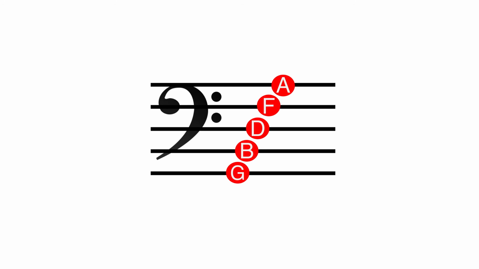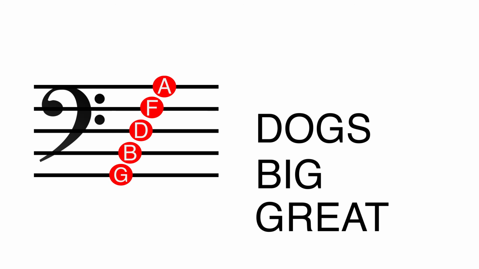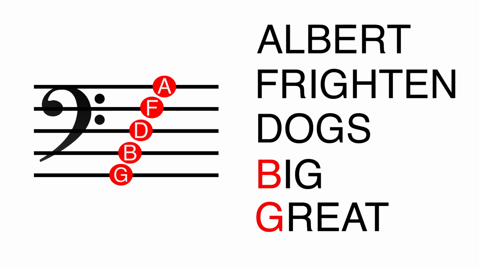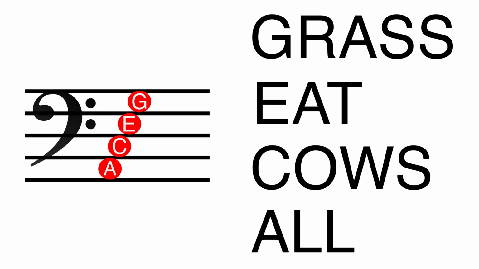In the bass clef, the F line will always be between the 2 dots. In the bass clef, the lines read as follows: G, B, D, F, A. A good phrase to help remember the lines in bass clef is "great big dogs frighten Albert." G, B, D, F, A. The spaces in the bass clef read A, C, E, G. A good phrase to help remember the spaces in bass clef is "all cows eat grass."